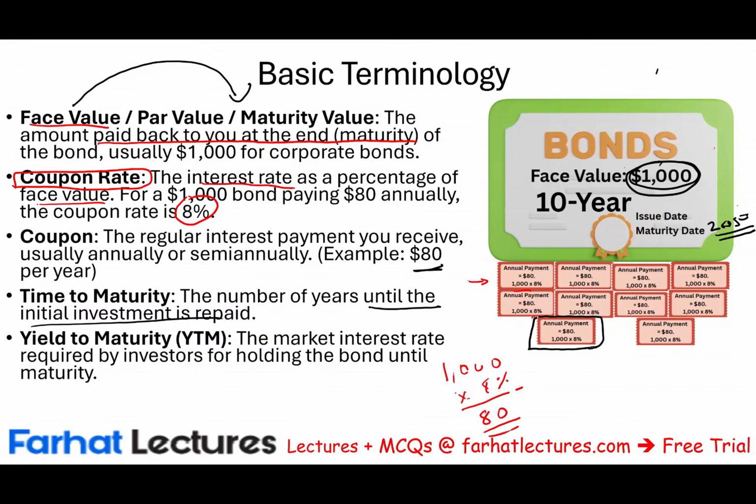Then we have something called yield to maturity or YTM. This is the market interest rate required by the investors for holding the bond until maturity. The yield to maturity is what the investor wants to earn giving this bond. Now, just hold on this one because I'm going to have one separate recording in the next session about yield to maturity. It's important to understand what yield to maturity is, which is what the investor wants to earn. But that's all you have to know for now from a basic terminology. What are the basic components of the bond? Face value, coupon rate, time to maturity. Obviously, there's an issue date, but those are the basic components.